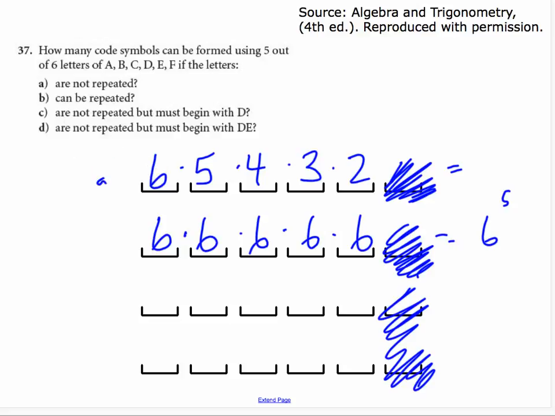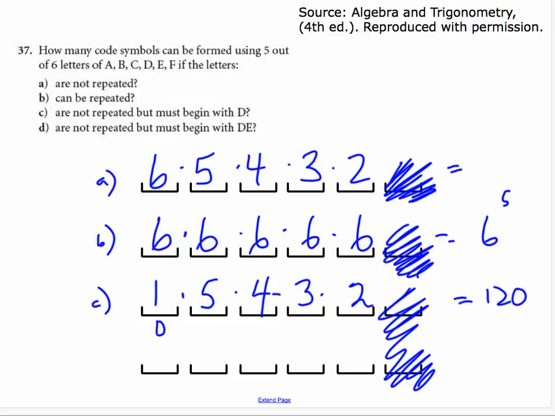Okay, so this was A and this was B. How about C? What's it say? No repeats, but you have to start with a D. So if I have to have a D here, it means you only have 1 option to put there. But then the next one, it says not repeated. So the next one, if I've already picked a D, I can't use a D again, but I have 5 other letters that I could use. So I'd have 5 there. If I can't repeat, that leaves me with only 4 in the next slot, 3 in the next slot, 2 in the last slot. Multiply that together, 120-ish, something like that.